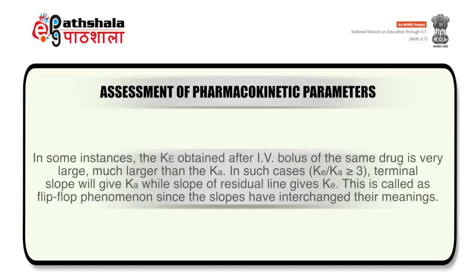In some instances, the Ke obtained after IV bolus of the same drug is very large, much larger than Ka. In such cases, Ke by Ka is greater than or equal to 3. The terminal slope will give Ka, while the slope of the residual line gives Ke. This is called the flip-flop phenomenon, since the slopes have interchanged their meaning.